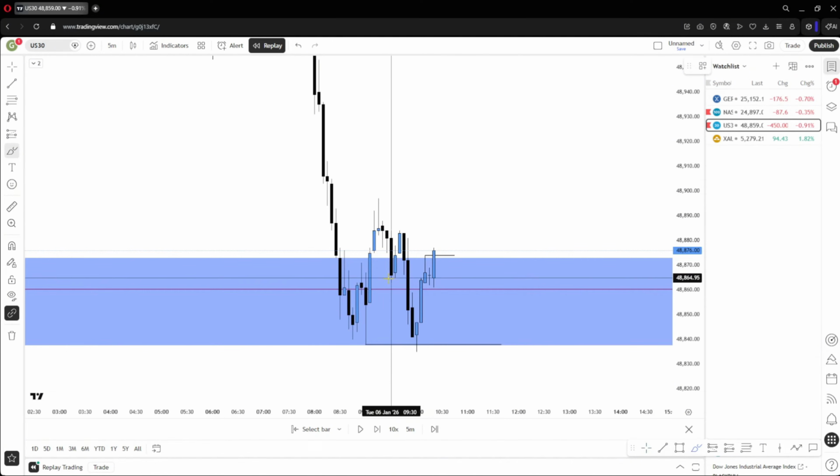Let's say in this example, we had this last sell before buy. We have some type of reaction from this level. Okay, so we had this push to the downside.